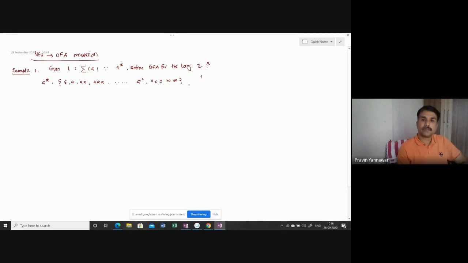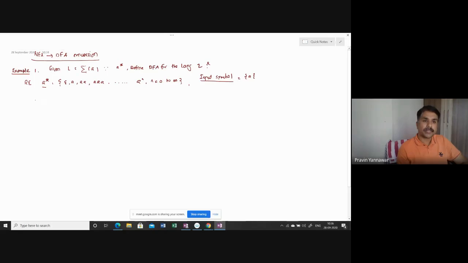Then what is required is that we need to define the input symbols. What is the input symbol for us? Input symbol for us is A only. Then we have got a regular expression. This is our regular expression. Once we have got a regular expression, let us go ahead.